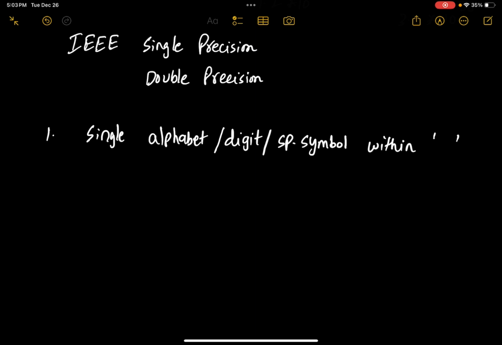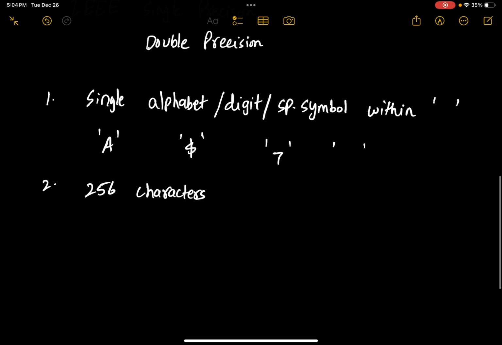So an example of a character constant can be A. Here A is a character. You can have $, you can have a number, you can also have a space. Space is considered to be a single character. And in your computer, there are a total of 256 characters. And to store a single character in your computer or in your memory, all you would need is 1 byte.